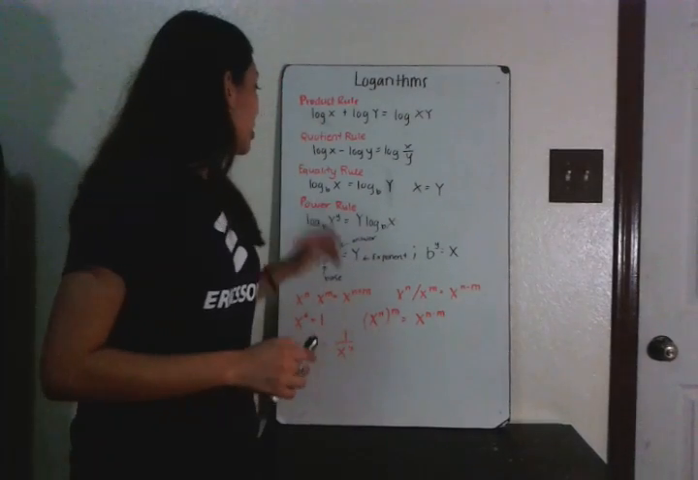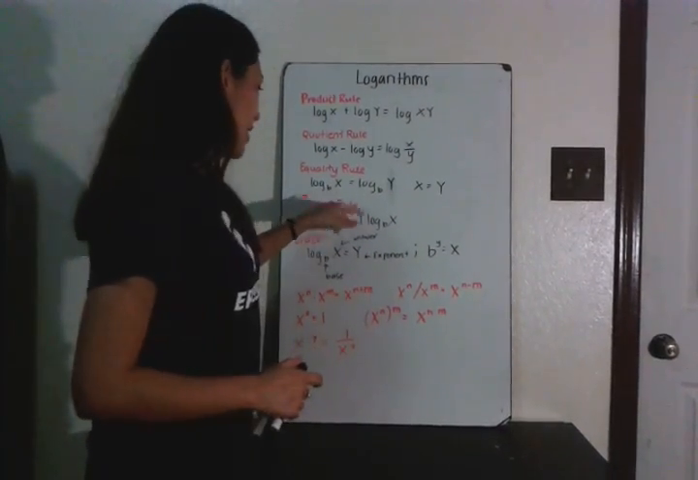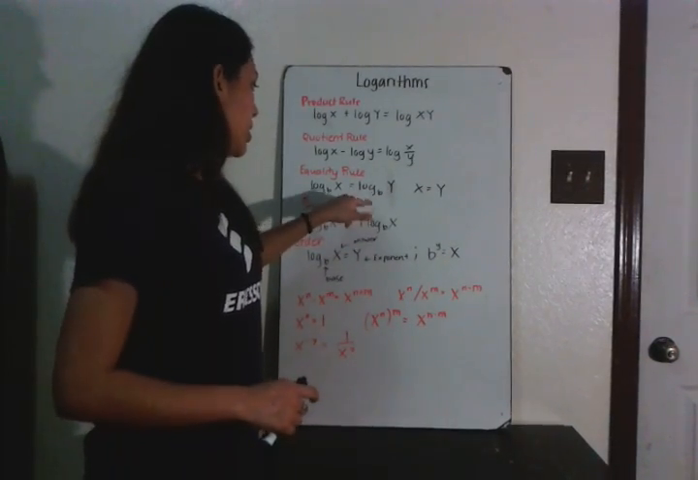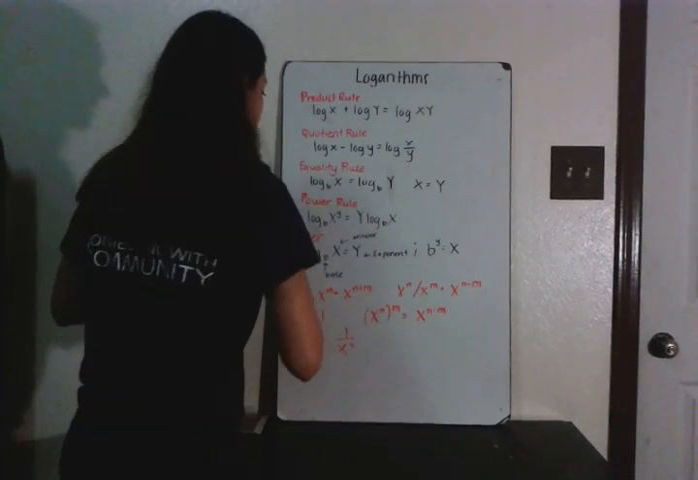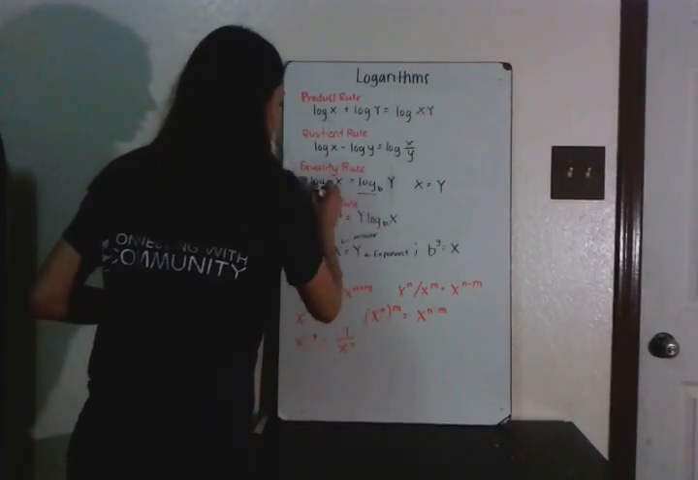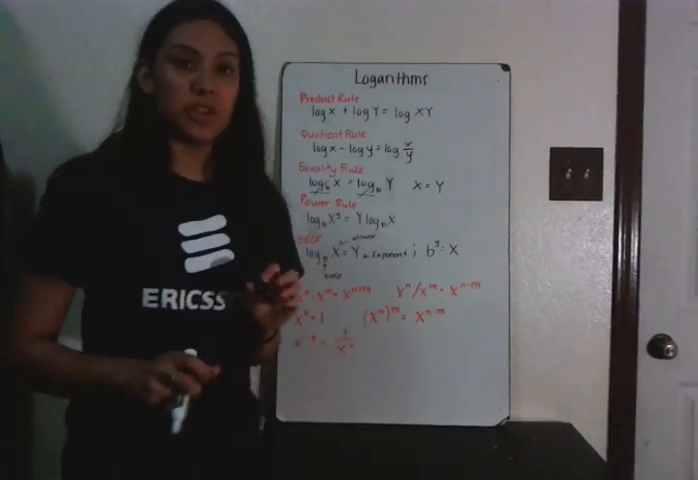The next one is the equality rule. It's saying that if log with the base of b of x is equal to log with the base of b of y, then x and y are going to be equal to each other. Because this base is the same as this base, you can automatically assume that they're the same. So that means this x and this y are going to be equal to each other.